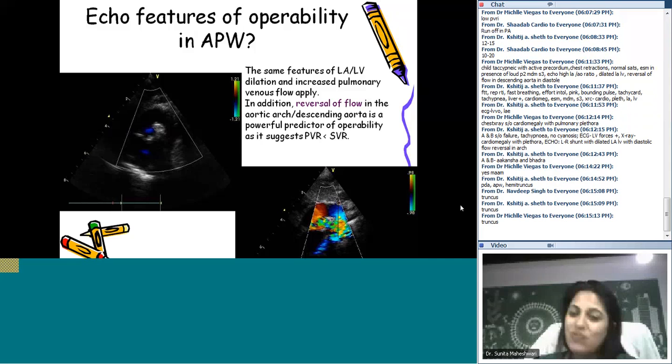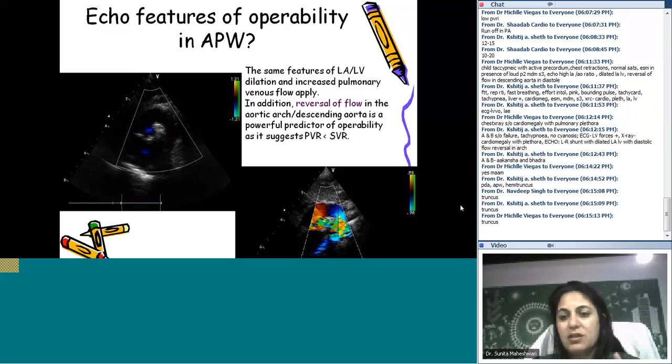So hemitruncus, where you get anomalous origin of the PA from the aorta, or truncus in the absence of truncal valve regurgitation. Especially when it's truncus, you always have to specify that reversal of flow in the absence of truncal valve regurgitation suggests operability. Similarly, in hemitruncus and truncus, bounding pulses in the absence of AR suggest operability.